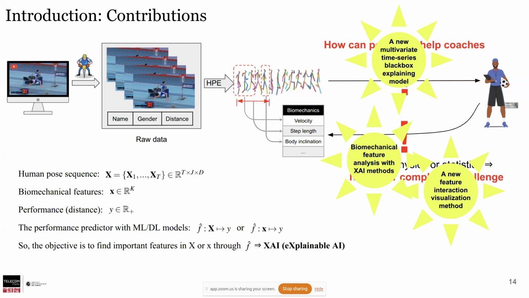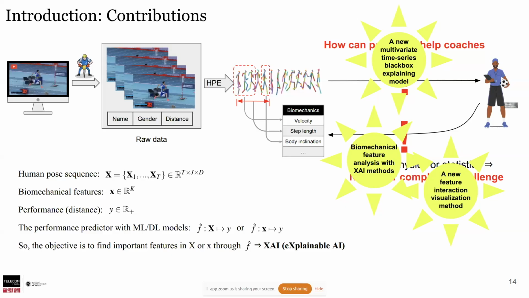So for the analysis, we made another three contributions. The first is that we analyzed the biomechanical features from the constructed data set with explainable AI methods. And in this work, we find that the interaction between features becomes a big problem if we use these explainable AI methods. So we further proposed a new feature interaction visualization method to help us with this kind of analysis. So in this way, we studied the biomechanical feature modality.